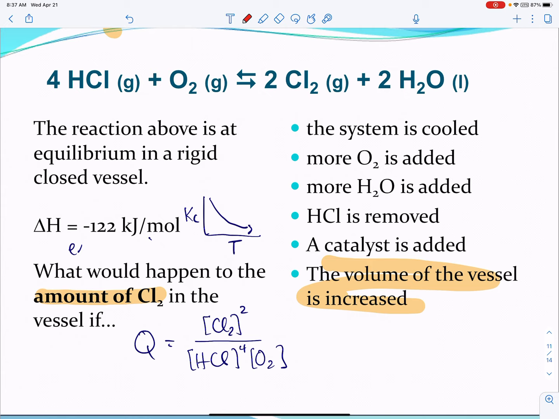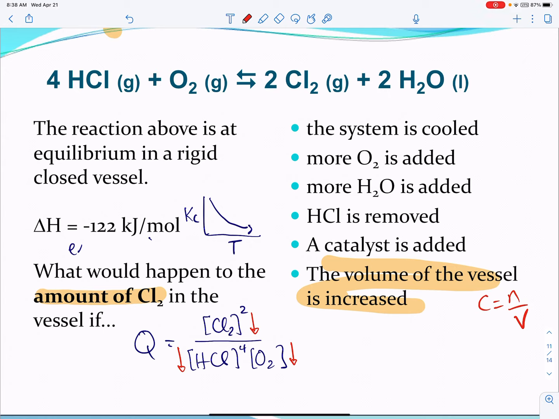Increasing the volume of the container, if you remember our formula, C equals n over V, with a larger volume, all of the concentrations will drop. Okay? All concentrations of gases in that container will drop. So the chlorine concentration drops, the oxygen drops, the HCl drops.